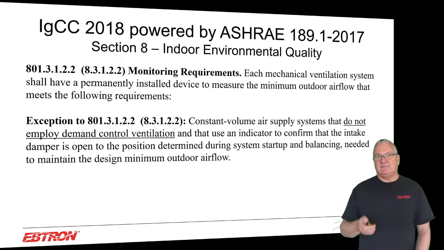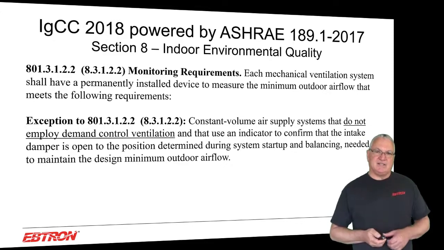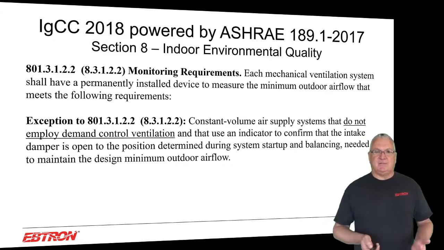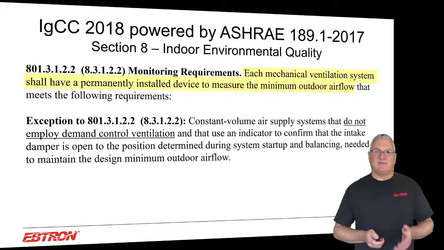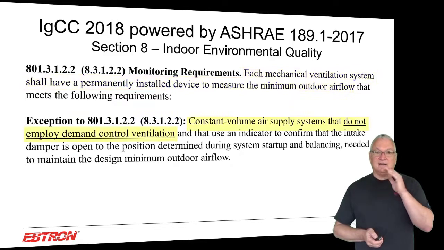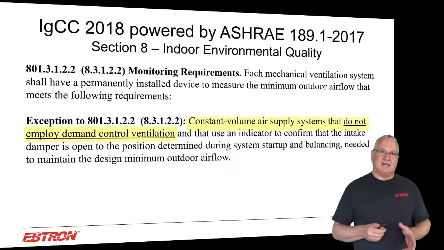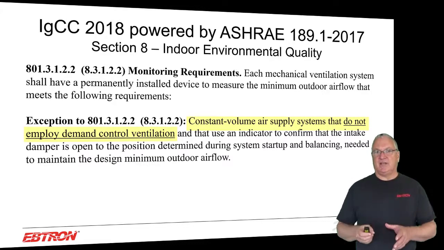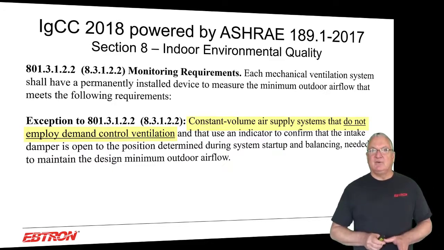And I mentioned earlier that if you were following something like 189 or the IgCC, you're already there, because you may not have used a flow meter for this, but it says monitoring requirements: each mechanical ventilation system shall have a permanently installed device to measure the minimum outdoor airflow. And I said there was an exception for constant volume, but that exception doesn't exist when there's DCV. So basically, 189 in the IgCC says you're going to measure the airflow, you're going to monitor it. If you're going to put one in and monitor it, you should do something with it. And what you should do with it when you're doing DCV is what I just described.